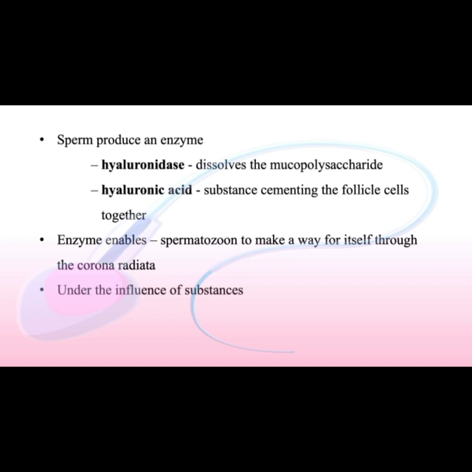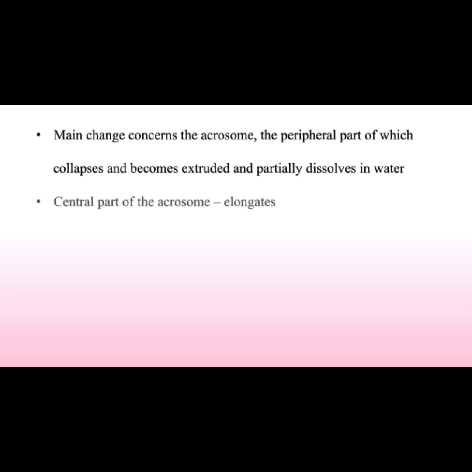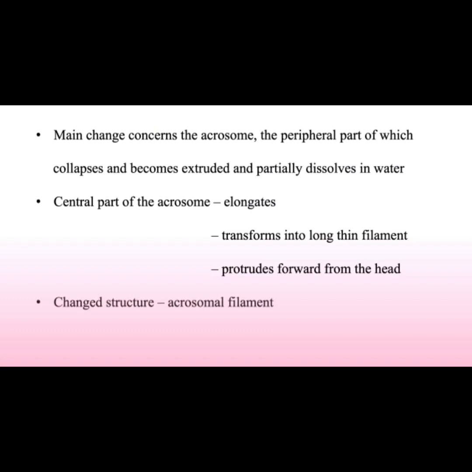Under the influence of the substances diffusing from the eggs, the structure of the sperm changes. The main change concerns the acrosome, the peripheral part of which collapses and becomes extruded and partially dissolved in water. The central part of the acrosome elongates and transforms into a long, thin filament and possibly a tube which has considerable rigidity and protrudes forward from the head of the spermatozoon. This structure has been called the acrosomal filament. The sperm, which have developed acrosomal filaments, are considered to have been activated and are ready to penetrate into the egg.